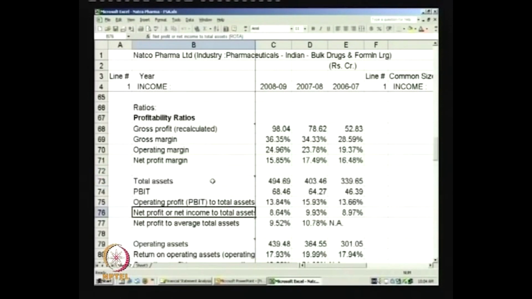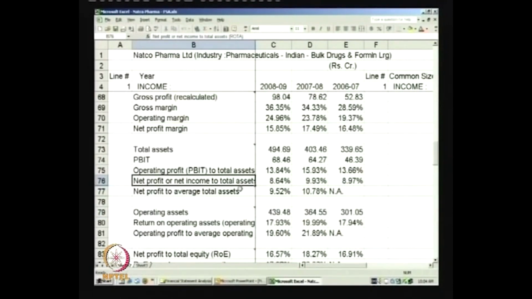Another way of measuring this ratio is to find out the net profit to total assets. In that case, we talk about the net profit of the company divided by total assets of the company. This ratio in this company has gone down from 8.97% in 2006-7 to 8.64% in 2008-9. This also could be because the company has made less profit, or the company has made more profit, but the profit growth is not adequate to compensate for the growth in total assets during this 2-year period.